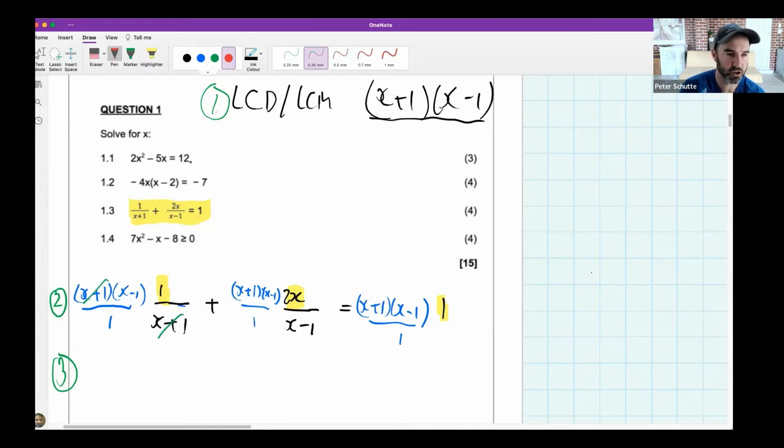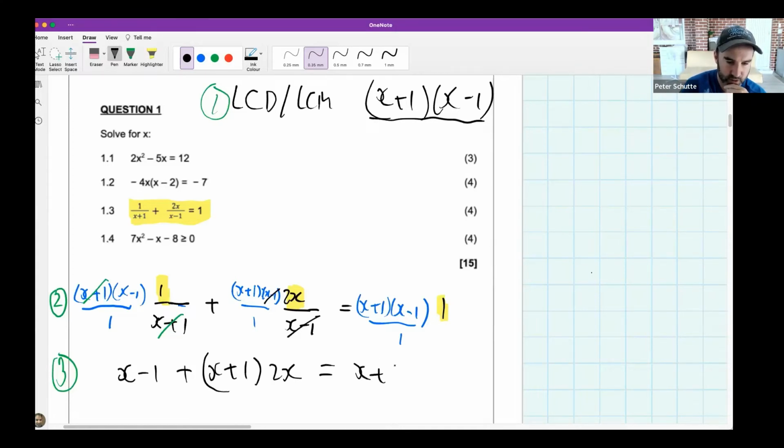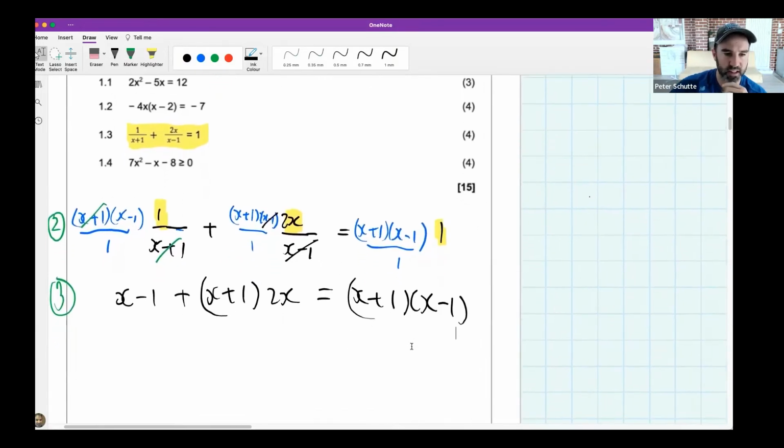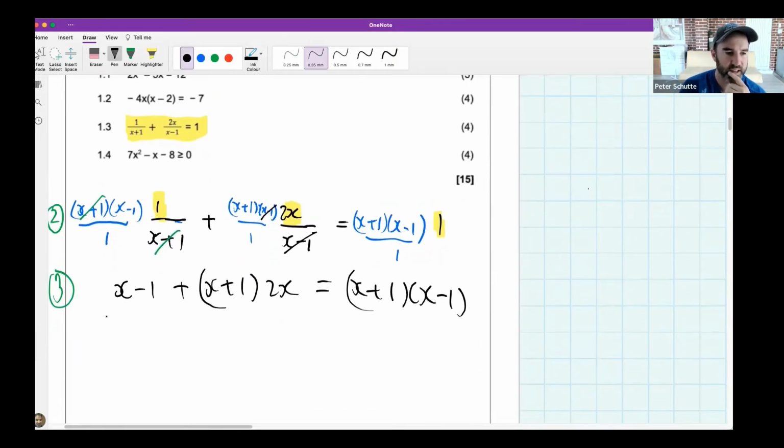And what is left behind, you're talking about this interaction here. The good news is x minus 1 times 1 is just going to be x minus 1. But the second bit is a bit more tricky, because this is going to have x plus 1 times by 2x. And then the last one is going to have x plus 1, x minus 1, because essentially I'm just multiplying everything by 1.